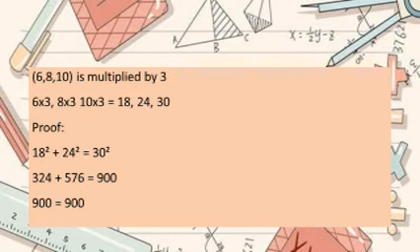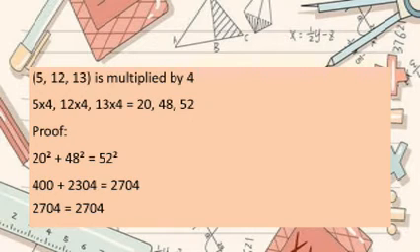Let us explore the investigation by taking one more example. Given the Pythagorean triple 5, 12, 13 multiplied by 4. Following the same process as the previous examples, the result will be 20, 48, and 52. Let us prove using the Pythagorean formula if the result is also a Pythagorean triple.